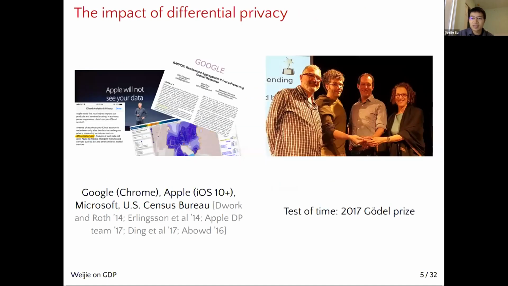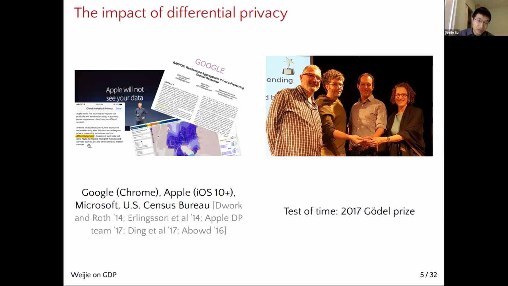So now differential privacy is basically everywhere. Google and Apple and Microsoft are really using differential privacy in many of their products. Last year, the US Census Bureau also used differential privacy in their statistics. So this screenshot is small.